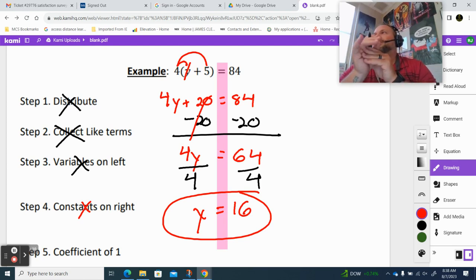You have to go through each step. And sometimes you have to step back away from it and look at it and then see what it needs.